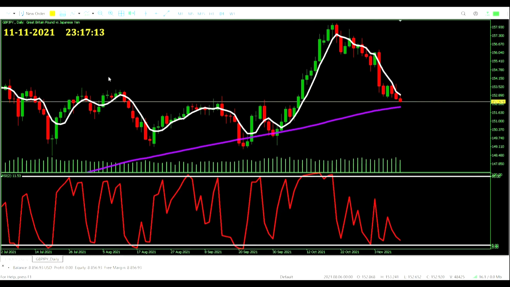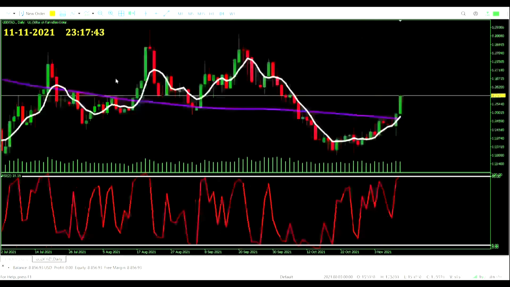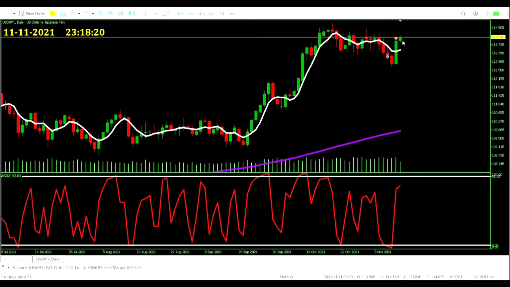Pound yen doesn't get that, RSI at 11.53. US dollar Canadian dollar gets into overbought territory, but price has been pushing so much the last few periods that it is now quite a bit above the moving average. US dollar Japanese yen still pushing a bit. Took profit on it yesterday. Now a little bit of another green candle.